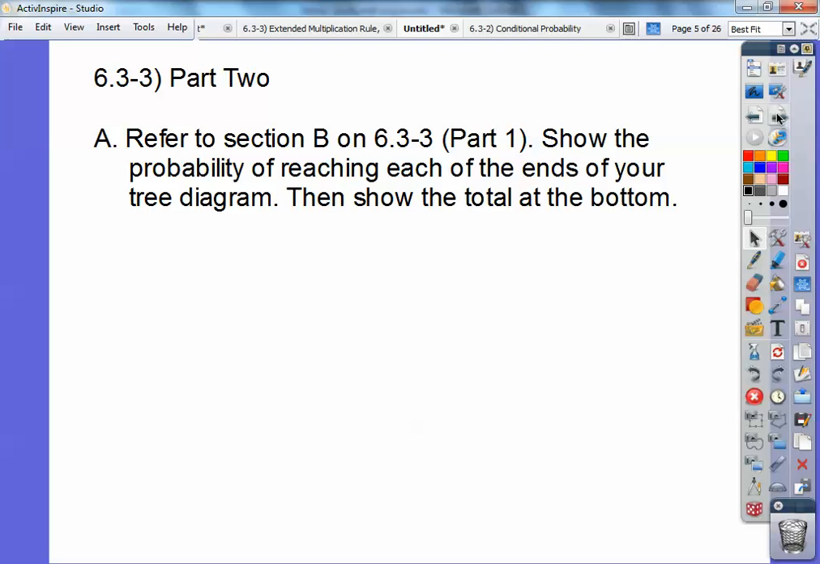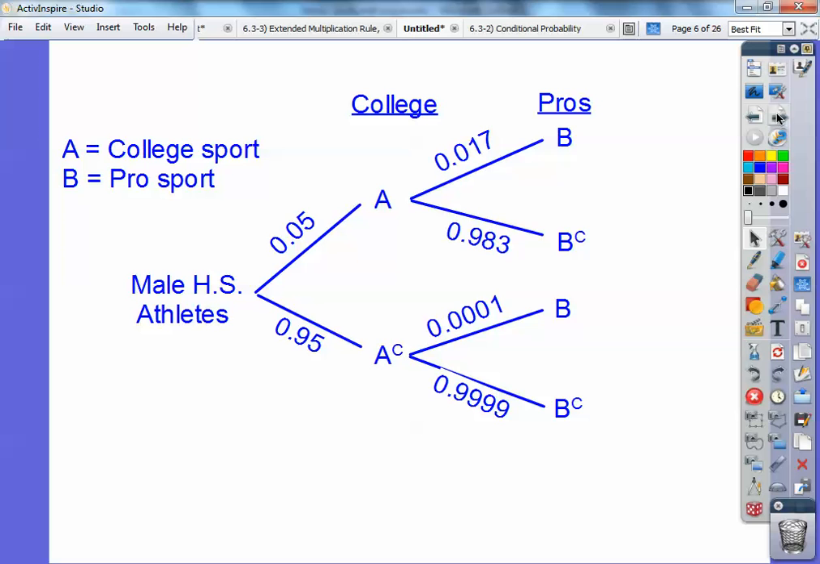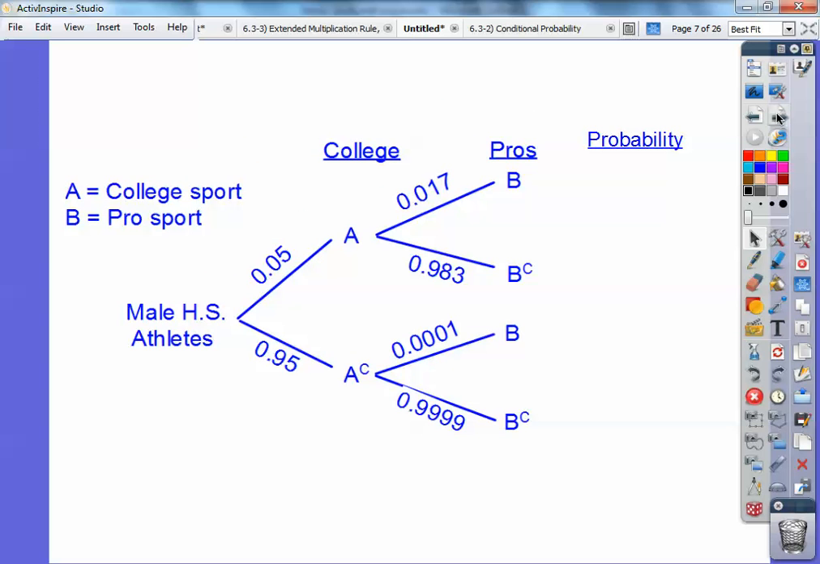Okay, so what we're going to do is show the totals at the end. We're going to do the probability of each tree diagram. So here's that tree diagram right there. I shrunk it up a little bit, and we're going to calculate the ends of all of these. So what's the probability of this event, and then this event, and then this event, and then this event?